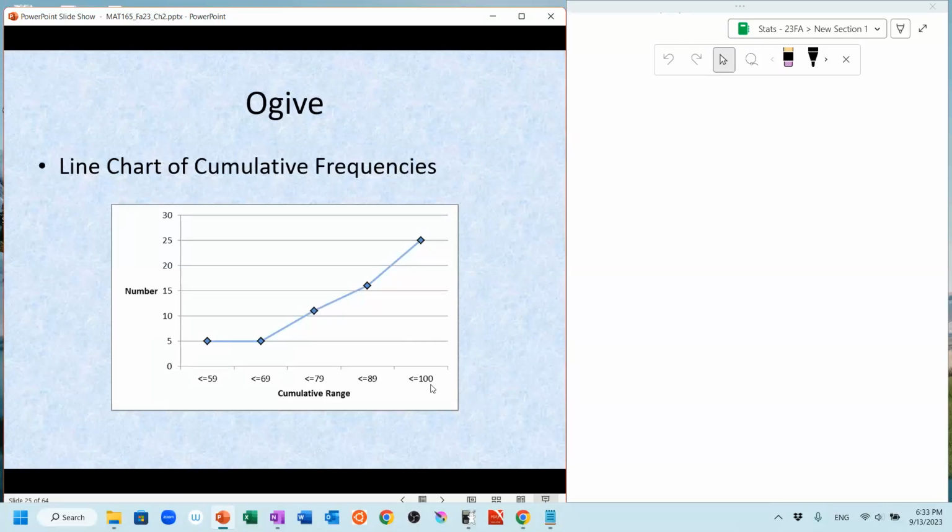And once we get all the way to the right, we should have accounted for everybody. We should have expanded our bin to the maximum range. And we see that we do have 25 folks who got less than or equal to 100. So that kind of serves as a check that we didn't miss anybody, didn't double count anybody, that kind of thing.